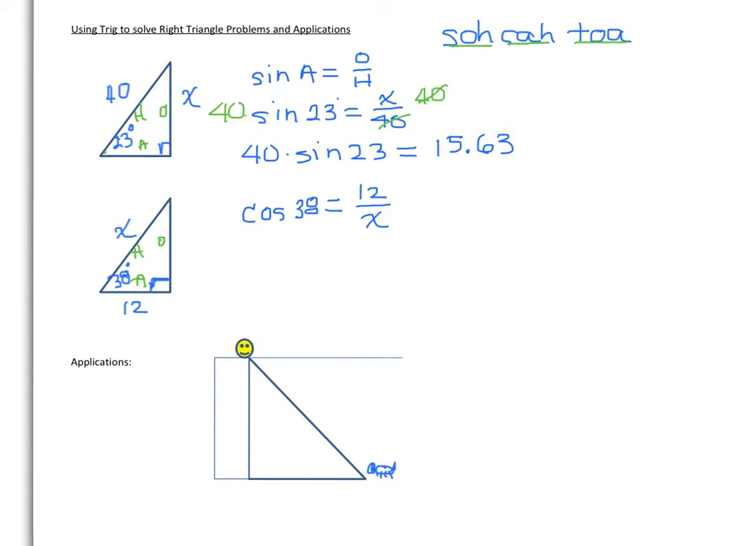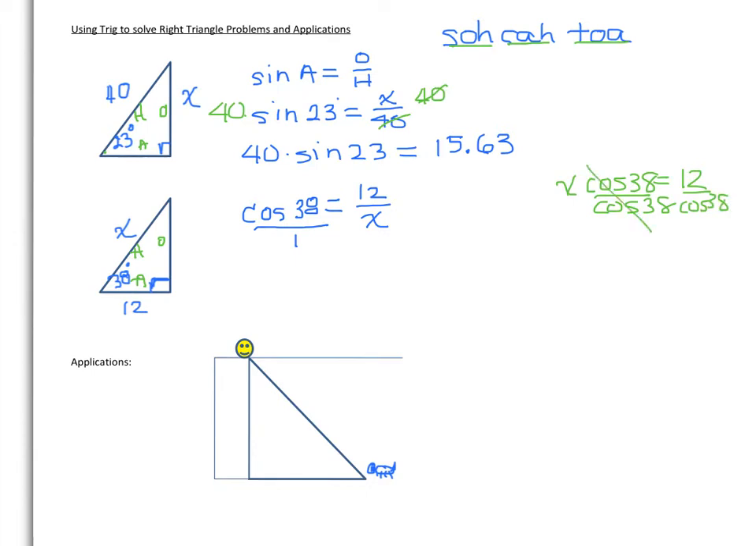So there's a long way to do this and a short way to do this. I'll do the long way off to the side just to give you a justification for it. So what we're going to do is cross multiply. When I cross multiply, I get x cosine 38 equals 12 times 1. And then we want to solve for x, so we're going to divide both sides by cosine 38. And what you should notice is then we have our x isolated.